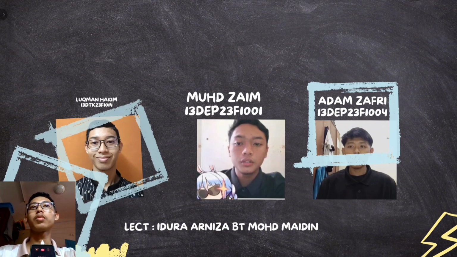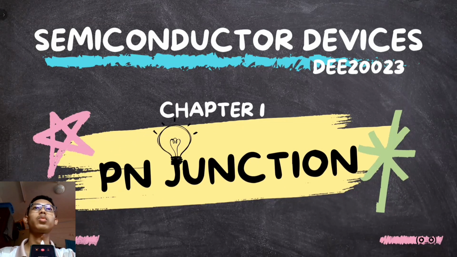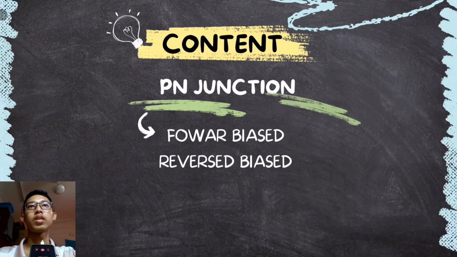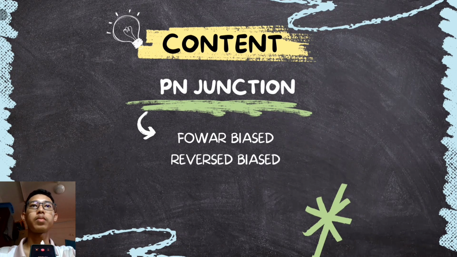The course of this presentation is semiconductor devices, and we will be presenting chapter 1 of PN junction. The content for this presentation is PN junction, forward bias and reverse bias.